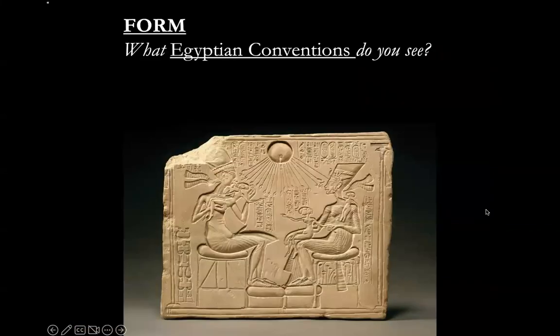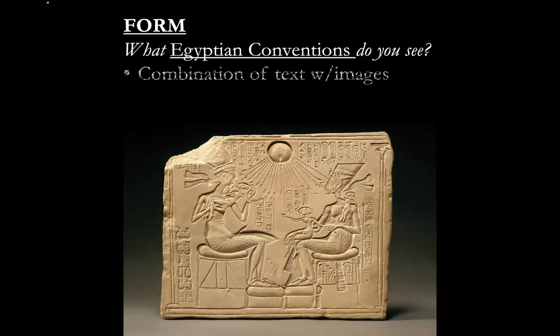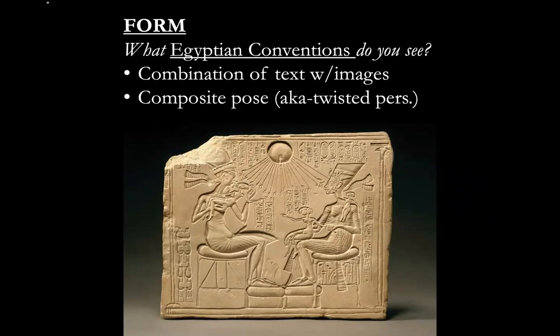All right, what Egyptian conventions do you see here? That means what are you seeing here that we've already seen in previous Egyptian artworks? What traditions are you seeing here that have continued? So a couple observations. There's a combination of text, which we know are hieroglyphics, text combined with images. And then we're also seeing that awkward composite pose, also known as that twisted perspective, right? Where the shoulders are facing forward and we're seeing the faces in profile.